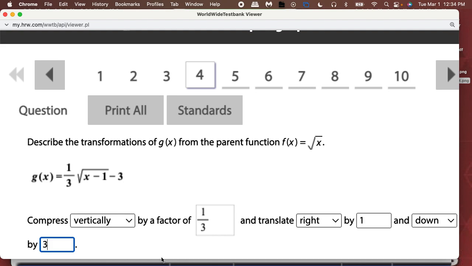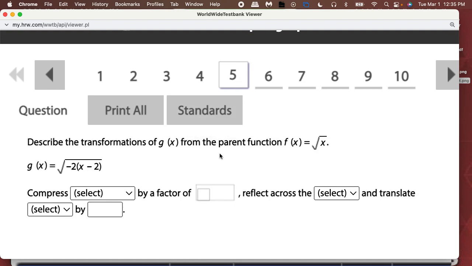So that's why there's so many, because these go quickly. I hope you're seeing why there's so many, 17 of them. We just want to practice our understanding of transformation of graphs. That's one of the ACT standards, one of the college and career standards.